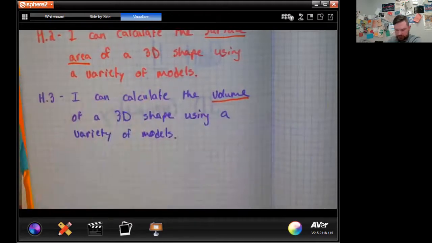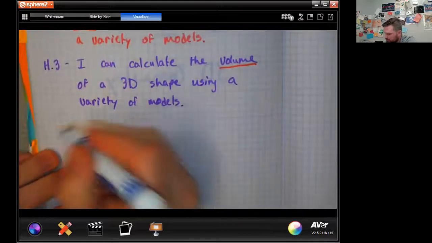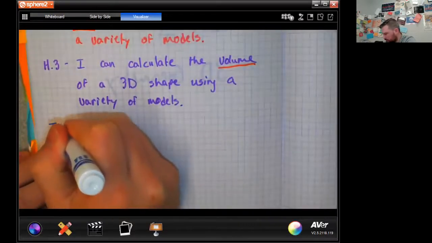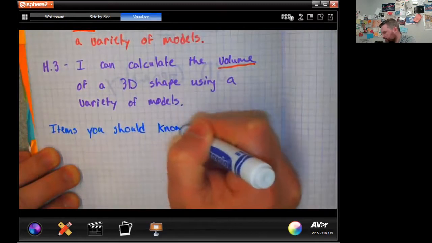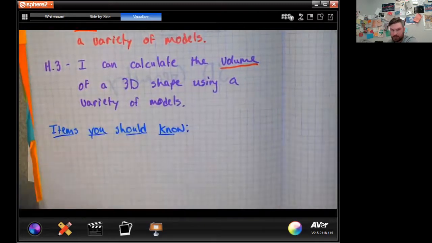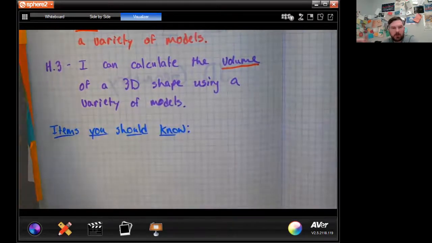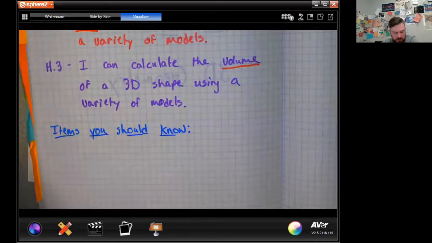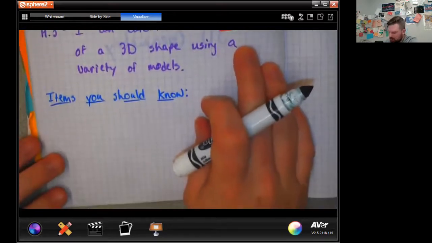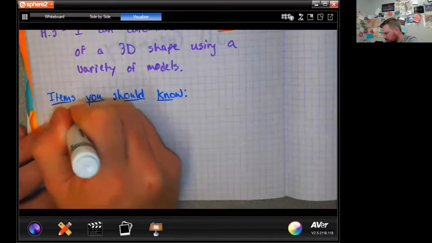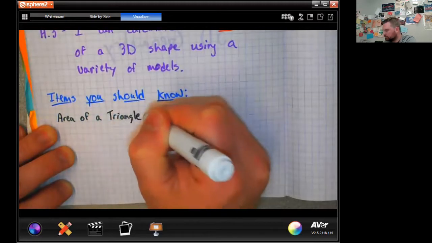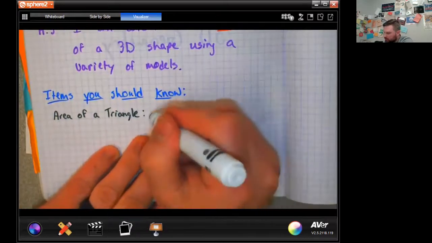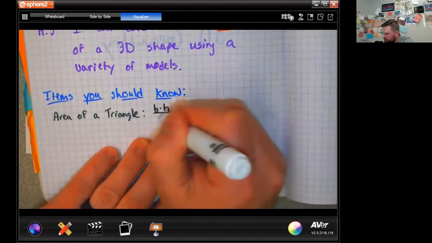Okay. So there are some things I want to remind you of that you should already know prior to this unit. Okay, so these are things that maybe I've gone over in class or that you should have had in a previous math class. All right, so number one is area of a triangle. Okay, and the area of a triangle would be base times height divided by 2.